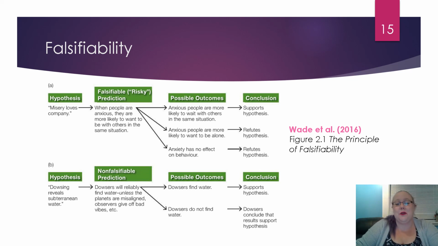So the possible outcomes would be that they find water, which of course supports the hypothesis, or they don't find water, and then you would say, oh, well, it was probably just one of those other things. So they probably could find water in any other situation. It's just this one case. So in that way, they're stating their prediction in a way that you cannot prove wrong.